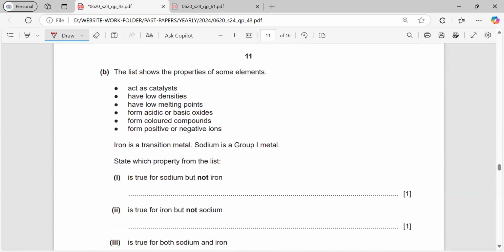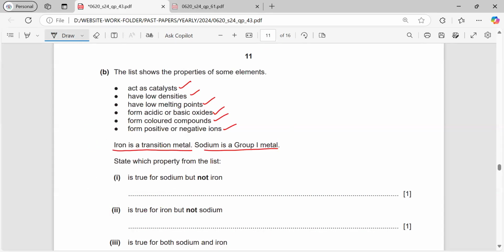The list shows the properties of some elements. The elements act as a catalyst. They have low densities, low melting and boiling points. Some of the elements form acidic, some form basic oxides. They form colored compounds. They form positive or negative ions. These are some of the properties. Now, iron is a transition metal. Sodium is a group 1 metal.